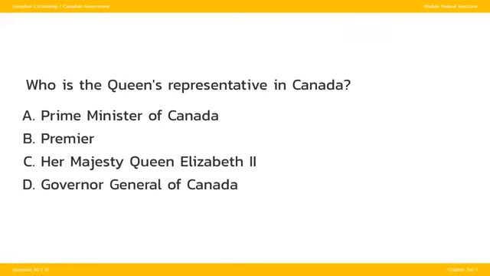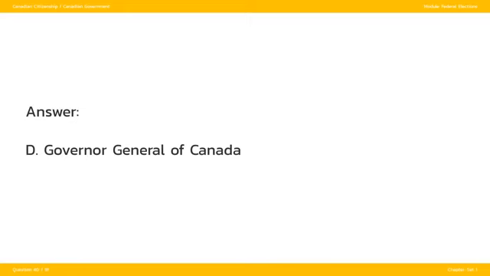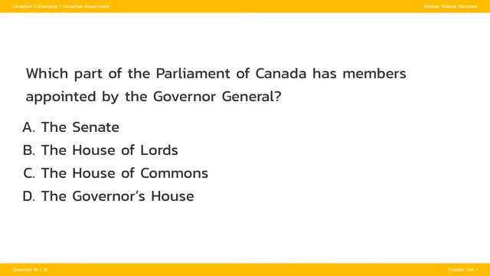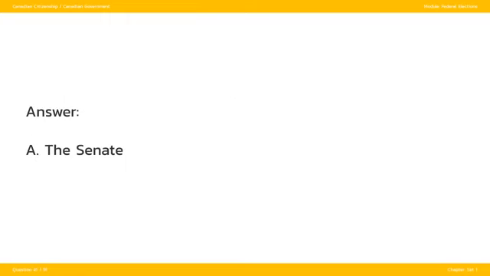Who is the Queen's representative in Canada? A. Prime Minister of Canada. B. Premier. C. Her Majesty Queen Elizabeth II. D. Governor-General of Canada. The answer is D. Governor-General of Canada. Which part of the Parliament of Canada has members appointed by the Governor-General? A. The Senate. B. The House of Lords. C. The House of Commons. D. The Governor's House. The answer is A. The Senate.